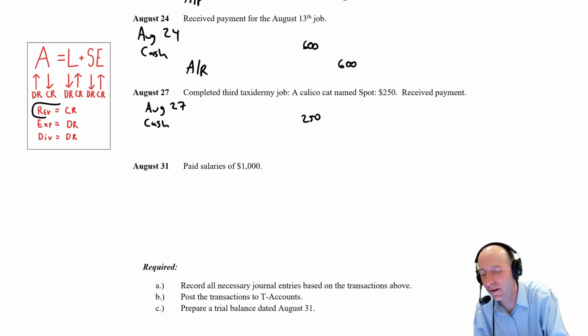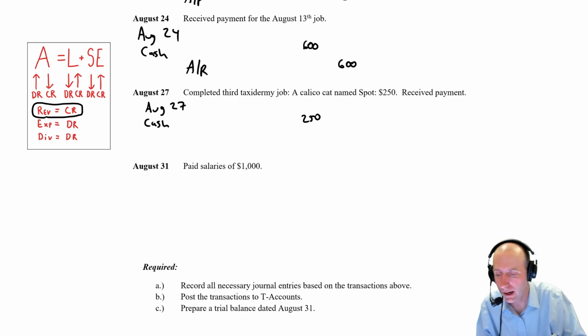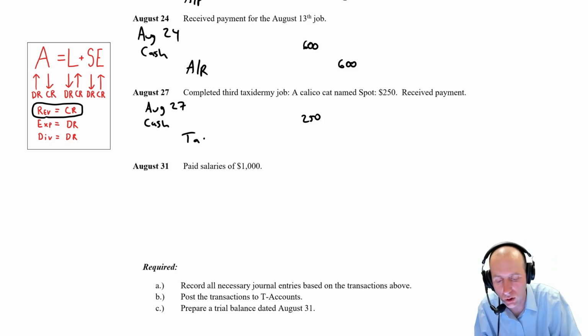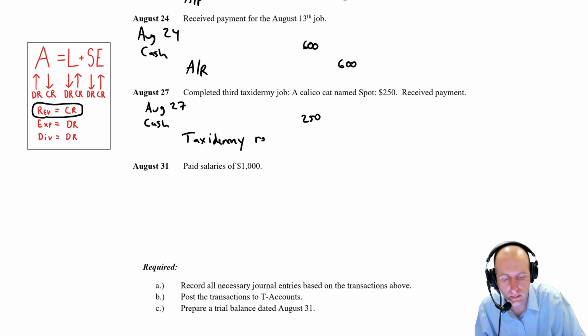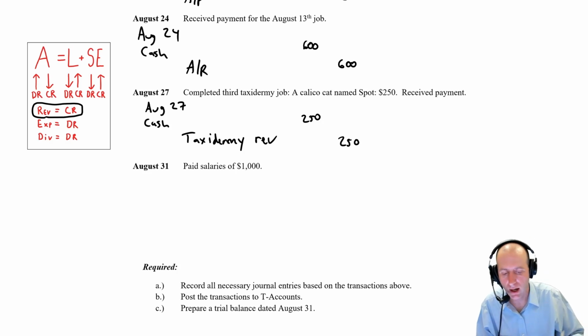I had like a real blank there. I was like, oh, I'm almost to the bottom and I haven't made any obvious mistakes. I was so happy with myself and then I totally blanked. We're going to credit taxidermy revenue though. This is a company doing what it does to earn money, and they do taxidermy to earn money. So taxidermy revenue, 250, and we're almost there.